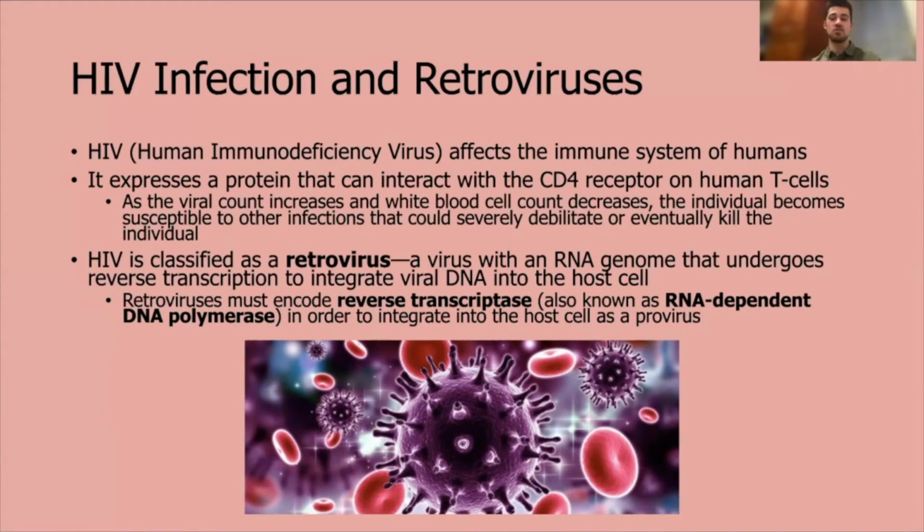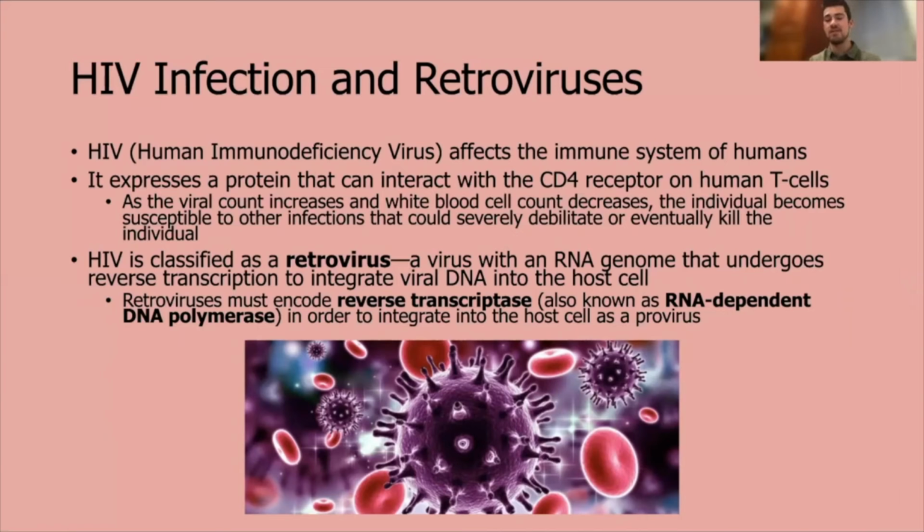So HIV is classified as a retrovirus, and a retrovirus is a virus with an RNA genome that undergoes reverse transcription to integrate viral DNA into the host cell. So that's sort of part of the lysogenic cycle. Remember, with a bacteriophage, it's a DNA virus. So it injects its DNA directly into the cell, and then that can be automatically integrated right into that cell's genome, right into the bacteria cell's genome. But if we have HIV, which has an RNA genome, and we infect a human cell, we can't integrate RNA into a DNA genome. It just doesn't work like that.